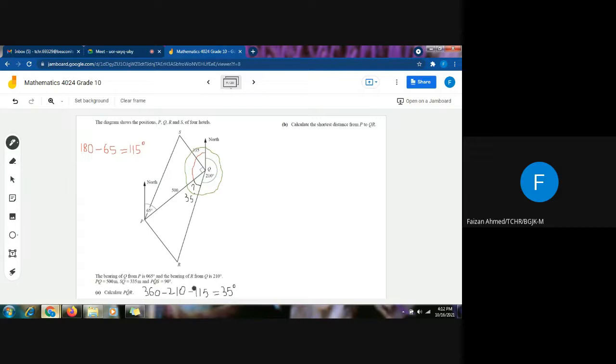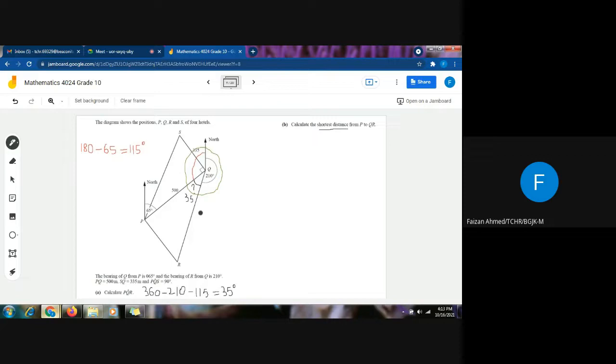So angle PQR is 35 degrees, and the next part is calculate the shortest distance from P to QR. And shortest distance means, I told you in the previous lessons that whenever this word shortest distance comes, we calculate the area first, and then by using the area, we find out the height of the triangle, because this shortest distance is basically the height of the triangle. So the problem in this question is that I cannot find the area of this triangle because I have only one angle and one side, and I cannot use the area formula, because in the area formula I need two sides and one included angle.